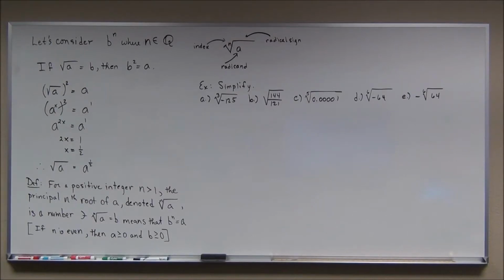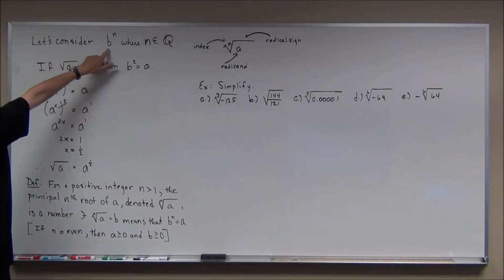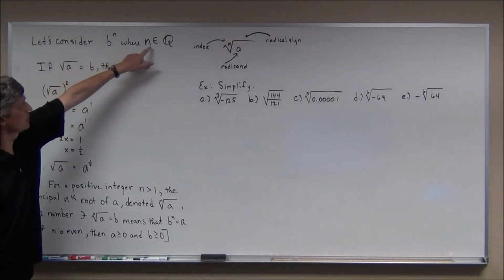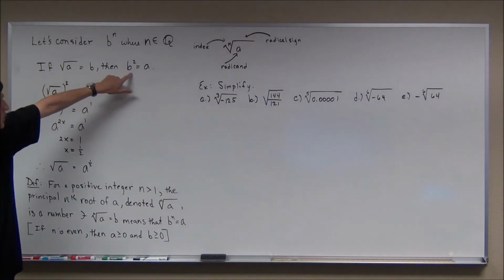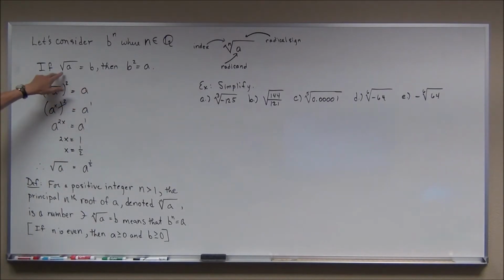Alright, since we're talking about exponents, let's consider what happens when we have an exponent that's not an integer, but a rational number. That's what I'm stating here, b to the n, where n is an element of the set of rational numbers. Now, I think you've had this as far back as Algebra 1, but we'll go ahead and do a quick review. If the square root of a is equal to b, this implies that b squared is equal to a. Principal square root here, so we're looking at a and b being greater than or equal to 0.